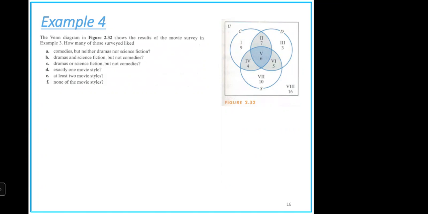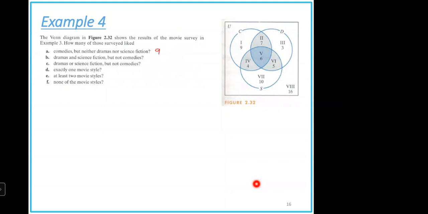So they have the diagram with regions labeled 1, 2, 3, 4. Okay, so how many persons, Ms. Nairn, what do you say to that? How many like comedies, but neither drama nor science fiction? That would be 9. Okay, 9, right. So this one would be 9.